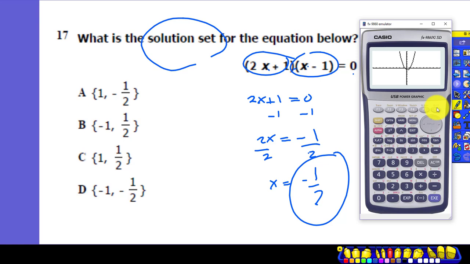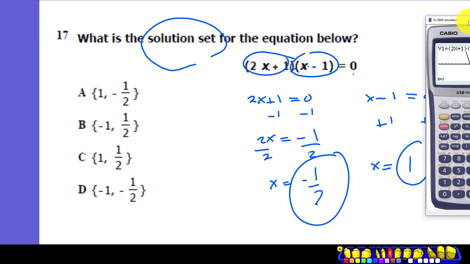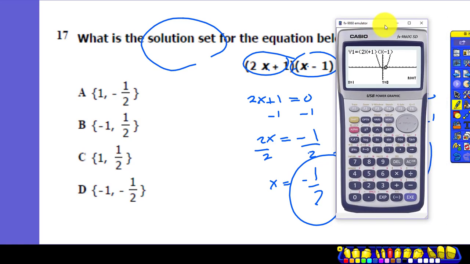You don't need to zoom in, because we can get the answer now. Look, shift G solve root, it gave me negative 0.5, which is the one that we have here, negative 1 half. What's the other one? It's 1. It's the same thing that we got earlier, 1. Okay, this is very, very helpful.